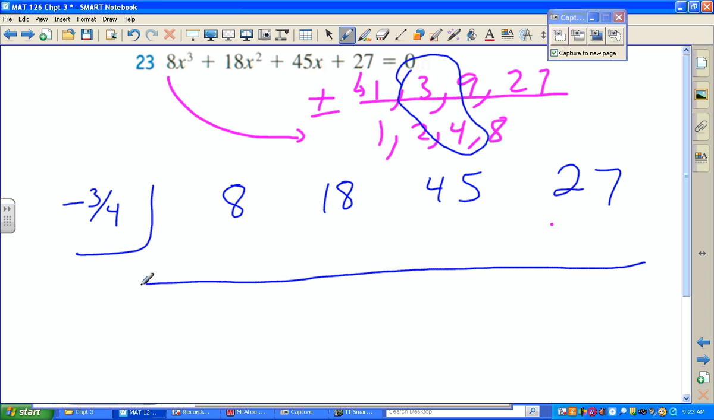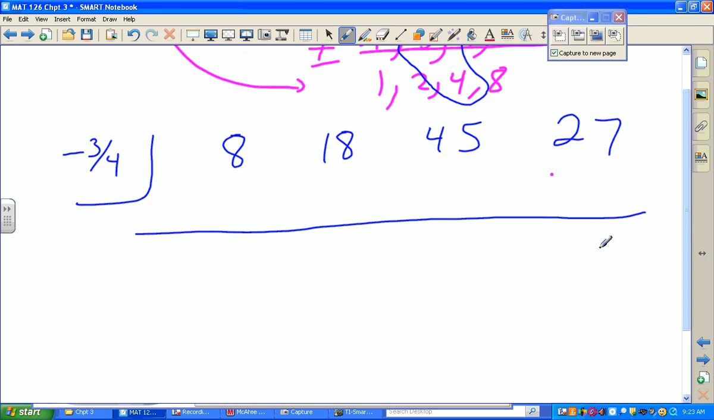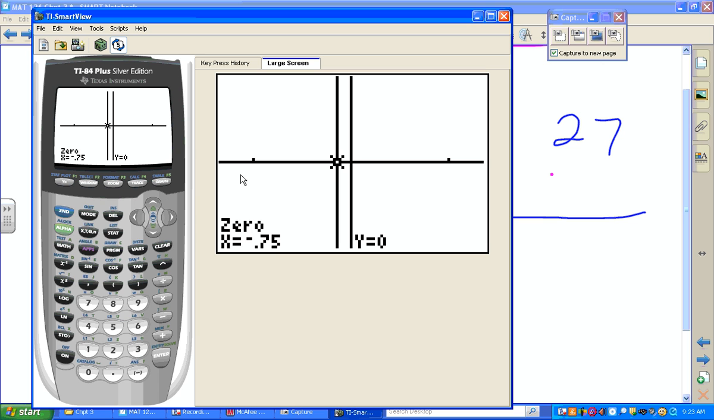It said find all the answers, didn't it? Nice. No, we're not here about easy. We're here about effective. 0, 8. 8 times negative 3/4 is negative 6, isn't it? From my calculator. It said when x is negative 0.75, y is equal to 0.